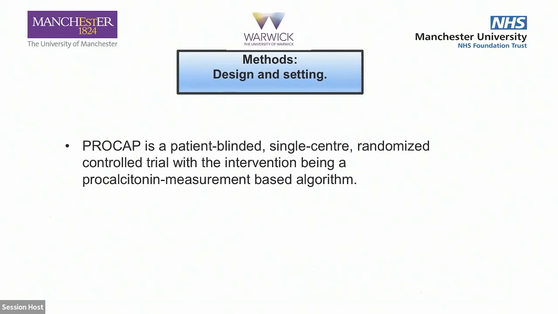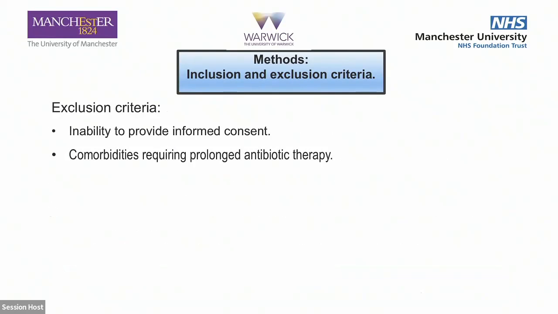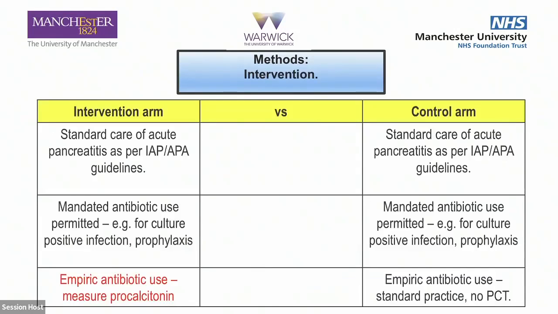ProCap is a patient-blinded, single-center, randomized control trial with the intervention being a procalcitonin measurement-based algorithm. Inclusion criteria were adult patients over the age of 18 years able to give informed consent, and 2 out of 3 of the standard Atlanta 2012 criteria. Important exclusion criteria included those patients who were unable to give informed consent and patients with comorbidities which mandated prolonged antibiotic therapy.